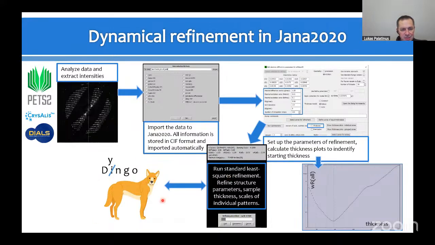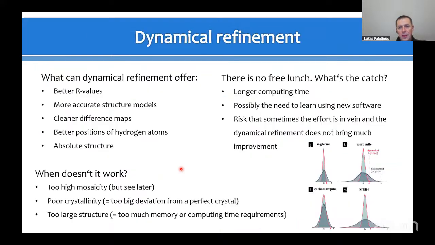And this nice dog here is here because the utility that calculates the dynamical intensities in JANA is called Dyngo, with Y, not I. So JANA is using an external program that is doing the calculations in an optimized way. So what the dynamical refinement offers, compared to the kinematical refinement, is better R factors, more accurate structure models, cleaner difference maps, better positions of hydrogen atoms, and very importantly, absolute structure determination.